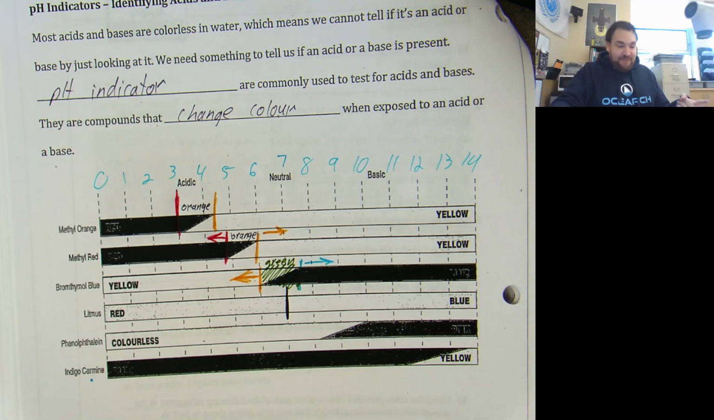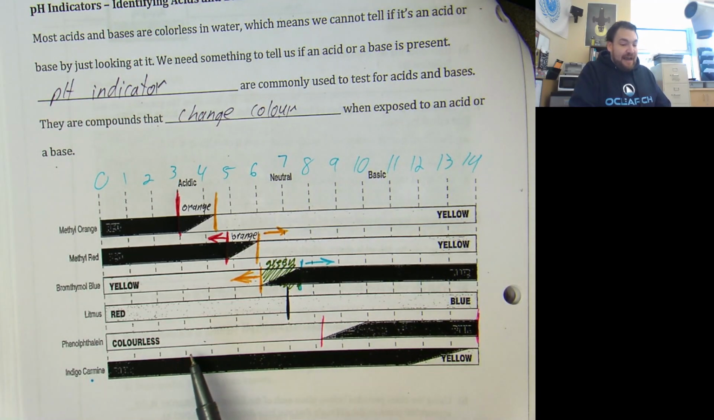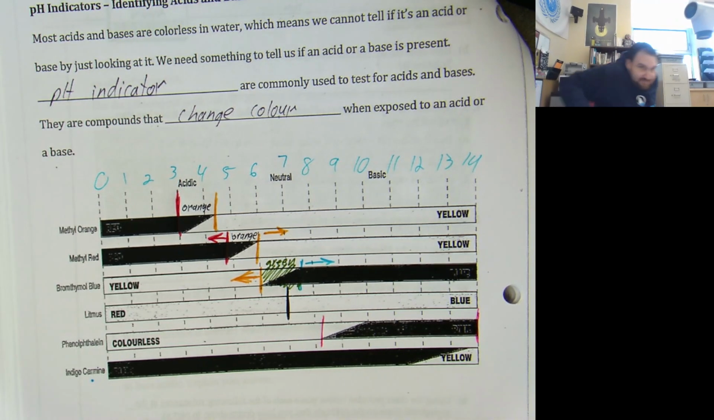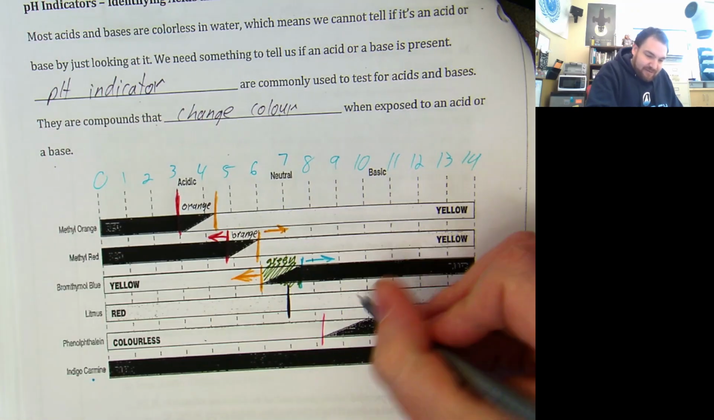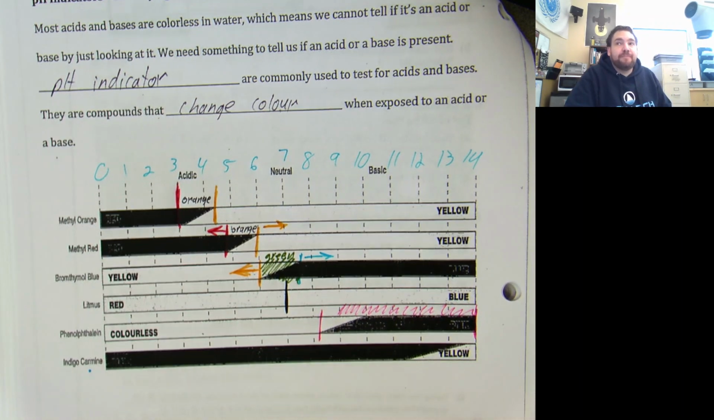Phenolphthalein is one that you will play with as well. It is colorless until the pH hits about 8.25. Colorless is colorless. Like nothing, translucent, like the window. Clear, like the glass. Clear, no color. And it turns a very vibrant pink in a basic solution.